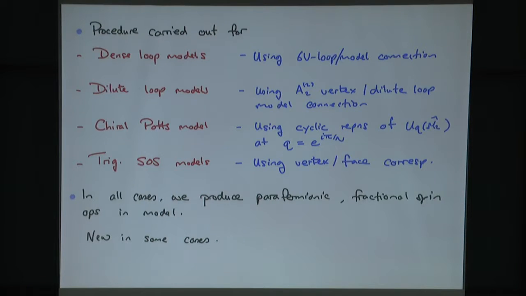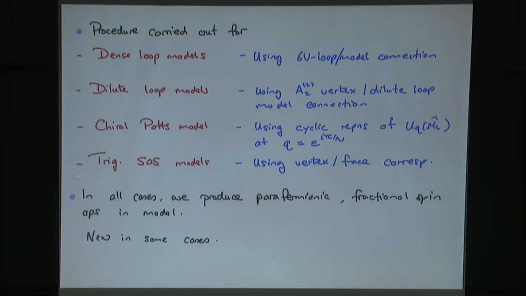And then we looked at the chiral Potts model. In the chiral Potts model, the algebra is the same, U_q(sl2 hat), but the representations are different. There are cyclic representations at roots of unity. And there are other complications about how the R matrix is written down in terms of Boltzmann weights in that, but that's not what this talk is about.